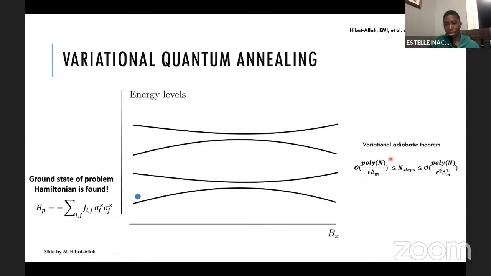And we came up with a theorem that tells us a sufficient number of gradient descent steps that we need to remain adiabatic, that is bounded by both the inverse of the minimum gap and the inverse of the minimum gap squared during the annealing.